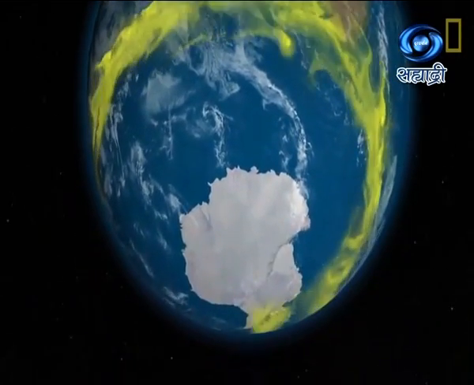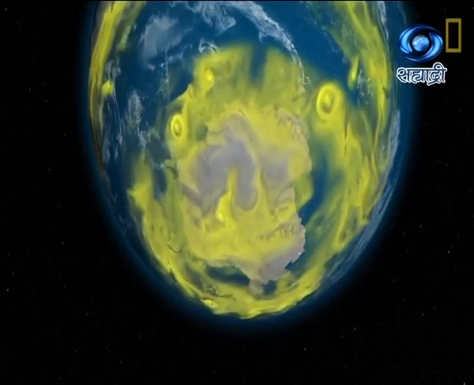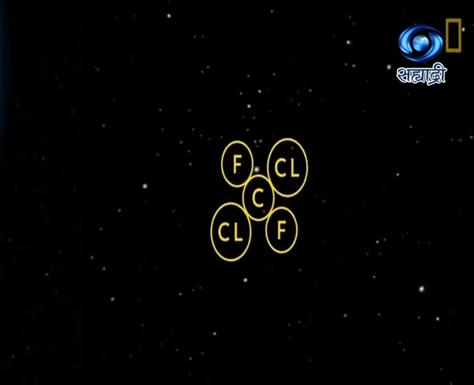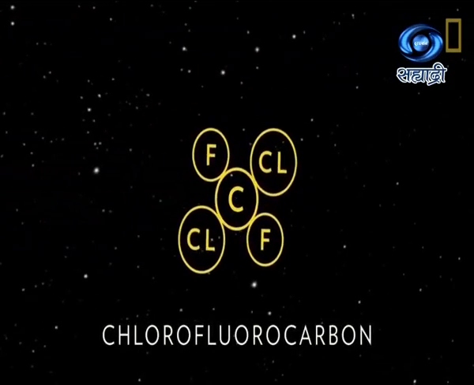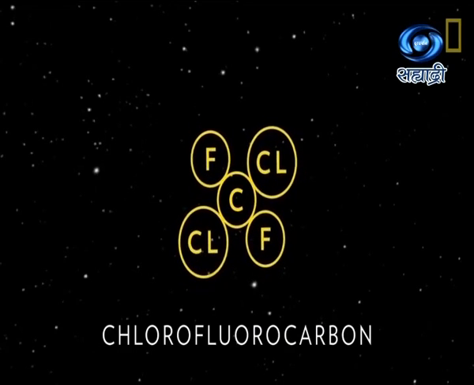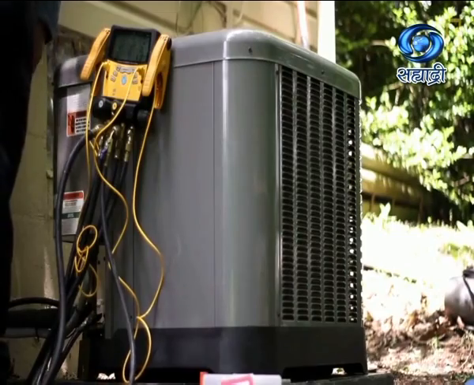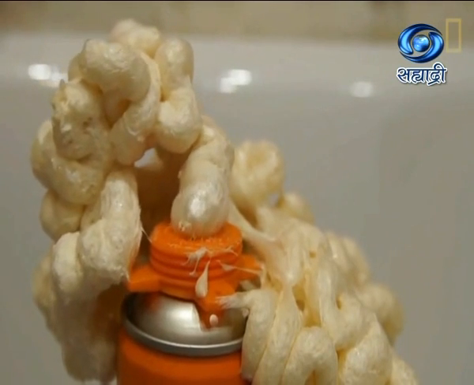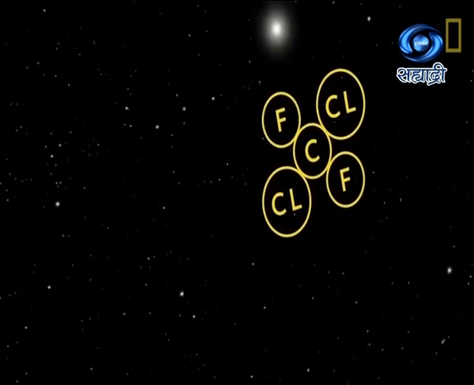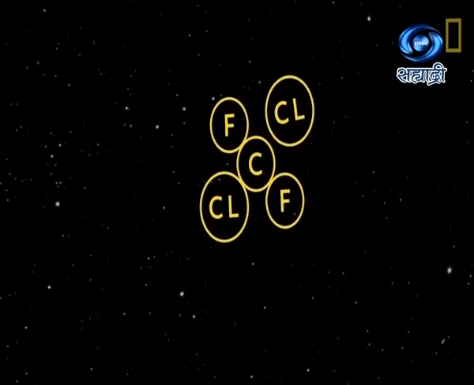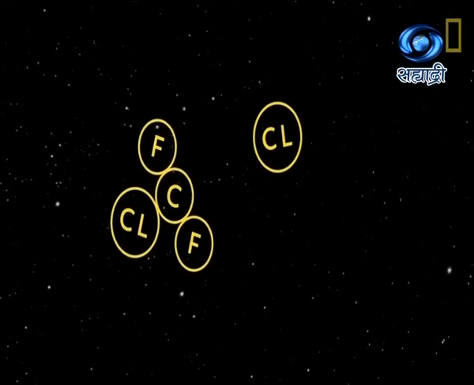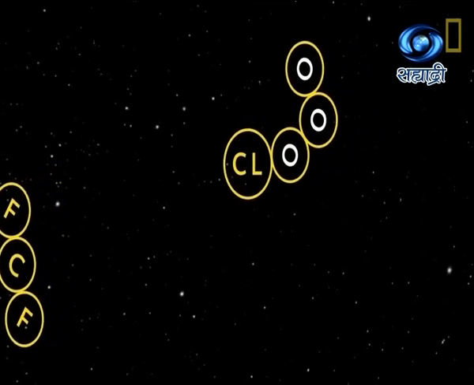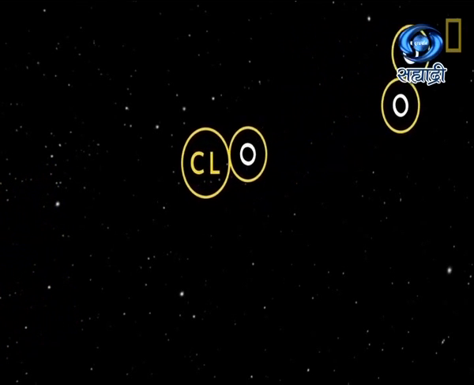Chemicals called chlorofluorocarbons, or CFCs, are the primary culprits in ozone layer breakdown. A CFC is a molecule that contains the elements carbon, chlorine, and fluorine. CFCs are mostly found in refrigerants, aerosols, and plastic products. When CFCs are exposed to ultraviolet rays in the atmosphere, they break down into substances that include chlorine. The chlorine reacts with the oxygen atoms in ozone and rips apart the ozone molecule.